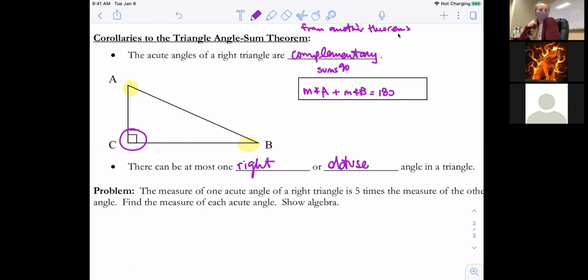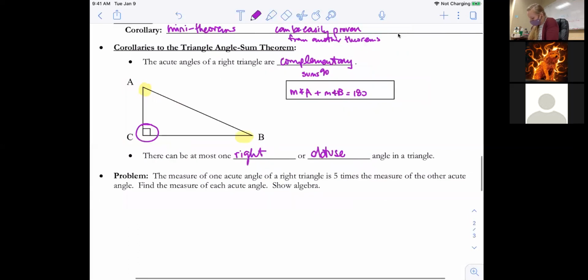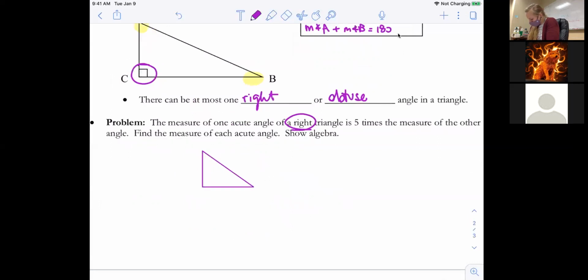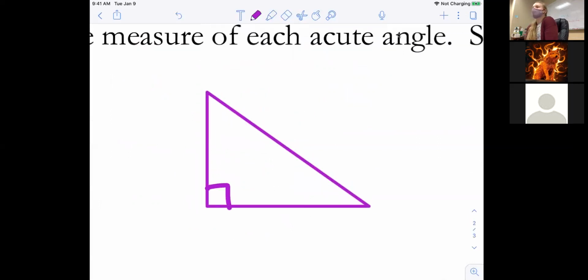All right. Last it says the measure of one acute angle of a right triangle is 5 times the measure of the other acute angle. Find the measure of each. All right, I'm going to draw a triangle. What kind of triangle am I going to draw? A right. Very good. Read the problem. It says right. Which means that I have to label one of my angles as 90.